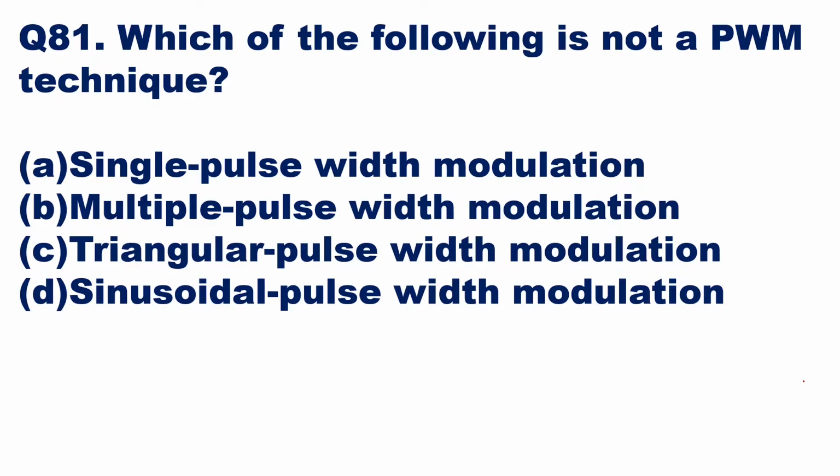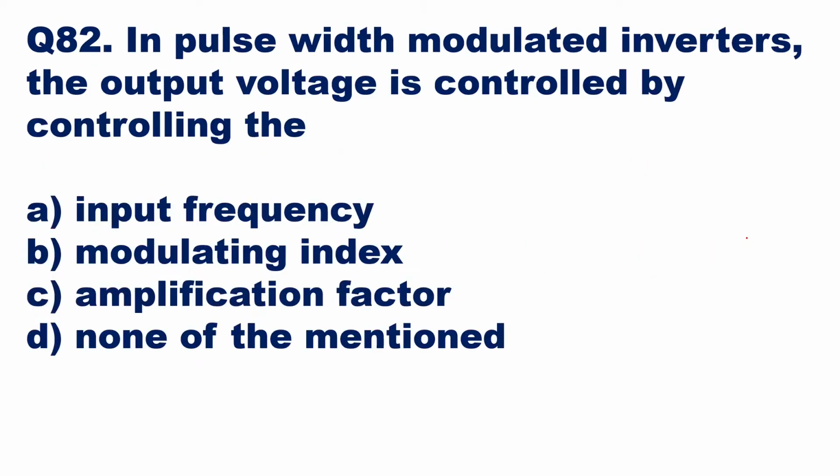We have single pulse width modulation, we have multiple pulse width modulation, but we don't have triangular pulse width modulation. There is no technique called triangular pulse width modulation. So according to the question, option C will be the right answer. We have single pulse, multiple pulse, sinusoidal pulse, but we don't have triangular. Then we'll go to question number 82.